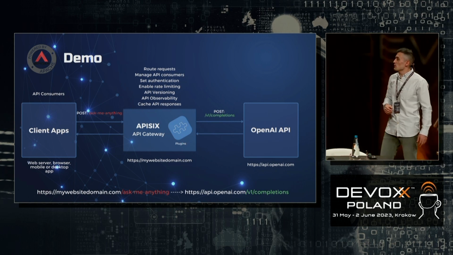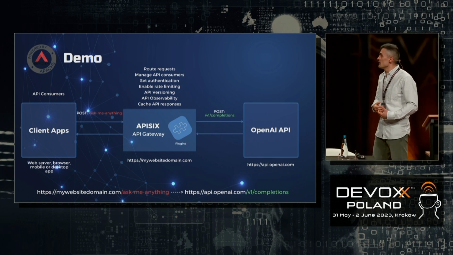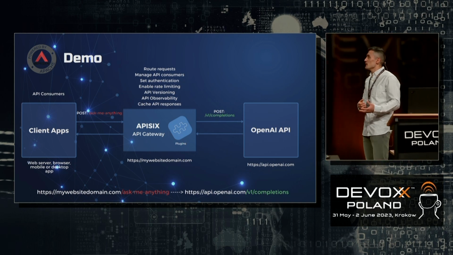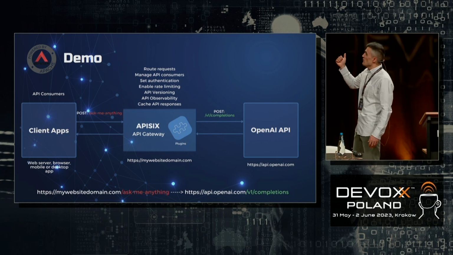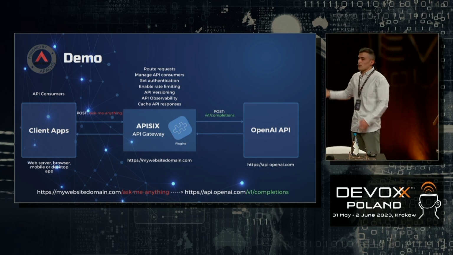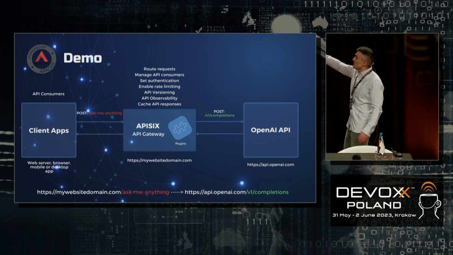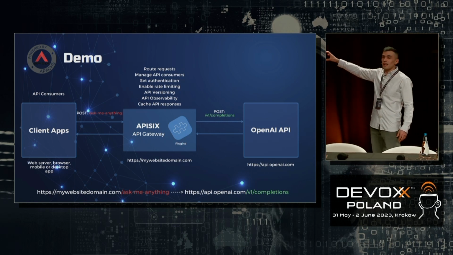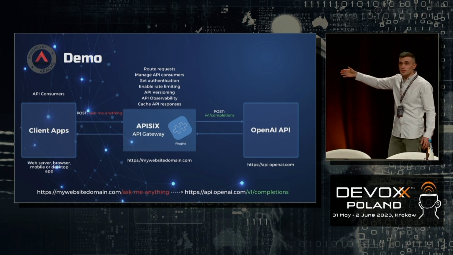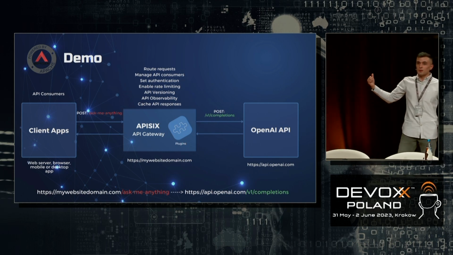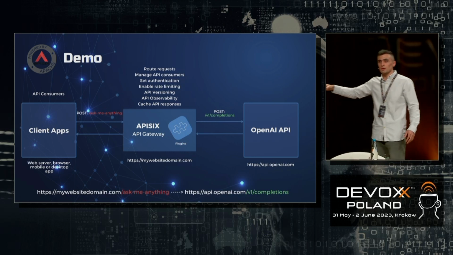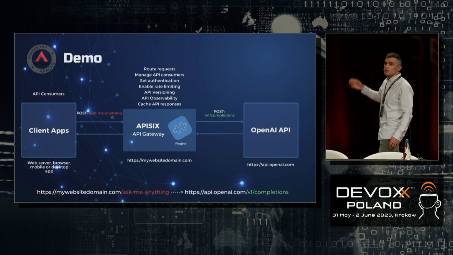Let's say I'm building a website, my website domain.com, and I have a single endpoint, "ask me anything", that calls the API completion endpoint from AI to get some responses. But in the middle, it can catch these requests and add some features, like routing requests to responsible services, because the API gateway knows which route should go to which service, right? And also, I can manage my API consumers.